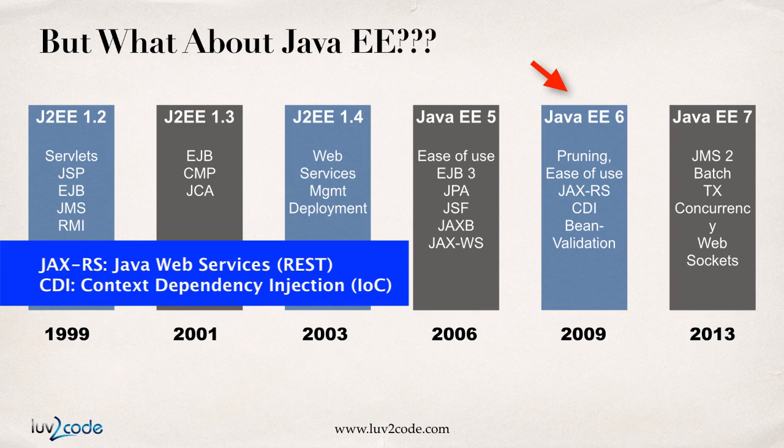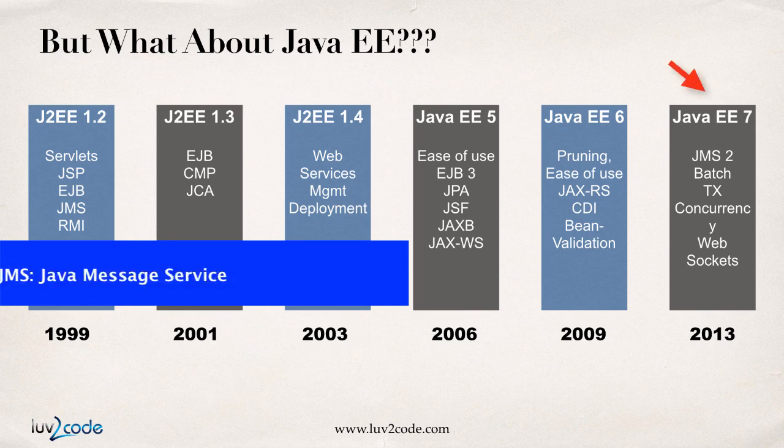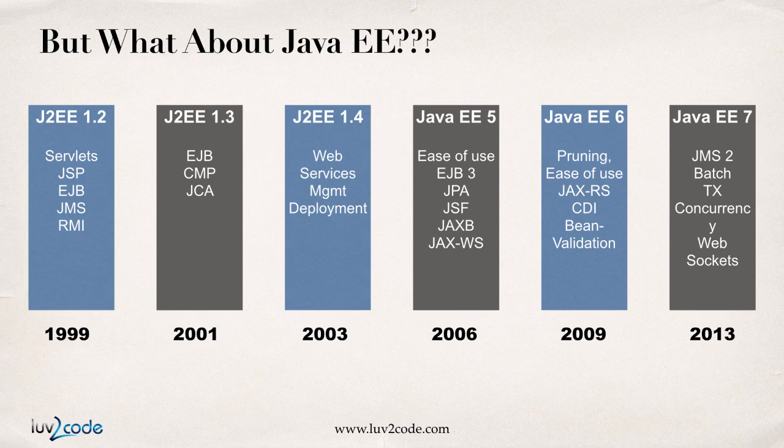They added support for CDI, Contexts and Dependency Injection, which is very similar to Spring's inversion of control and dependency injection. And then finally, in Java EE 7, they added support for JMS version 2, batch, concurrency, WebSockets, and so on. So that's kind of how J2EE grew up over time. So servlets and JSPs were like the initial popular items, and then they started adding other things along the way.